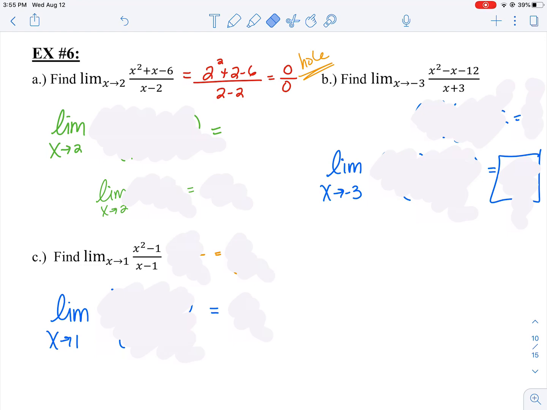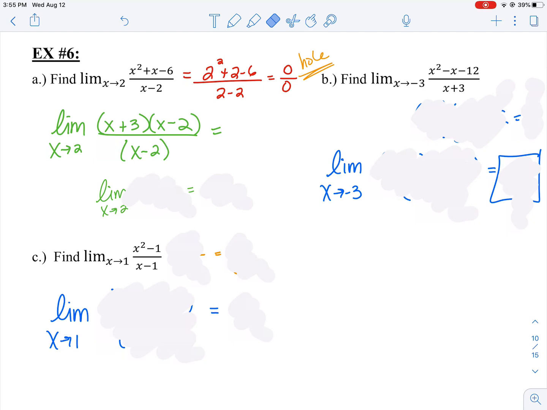I would like you to factor that numerator for me. Hopefully you know how to factor. You've been doing that a lot back in your algebra classes. We need to figure out numbers that multiply to -6, that when you add them together you get +1. So I factor the numerator into an x plus 3 times an x minus 2. And then my denominator is still that x minus 2.